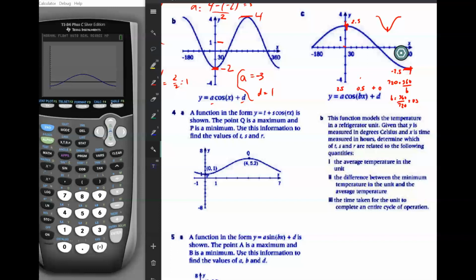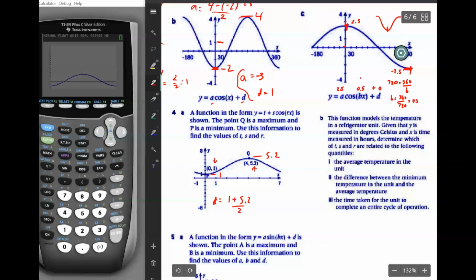question compared to the others, right? They have some decimal values which make it a little bit more difficult. So let's see. It looks like the minimum height here is 1, and the maximum height appears to be 5.2. So we can find the d value by adding the two together. And if you ever forget the formulas, just look on the formula sheet.